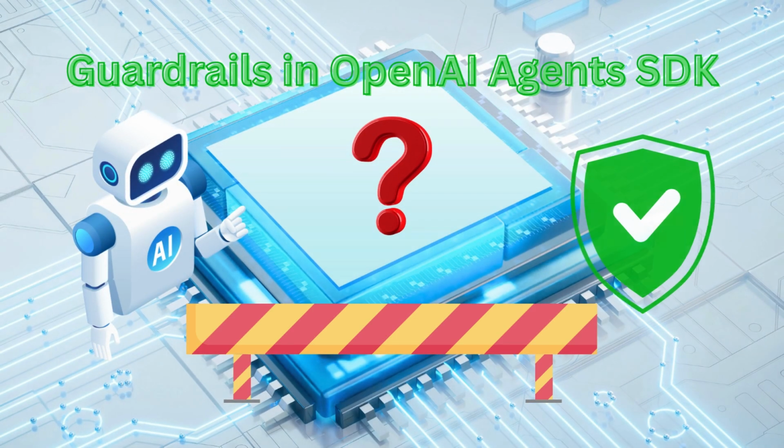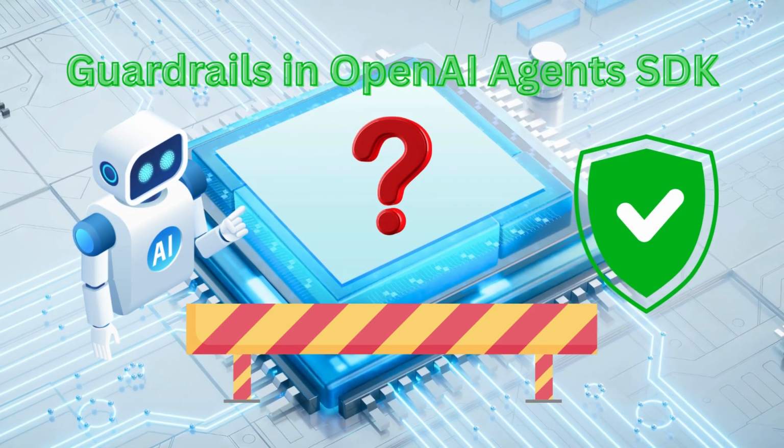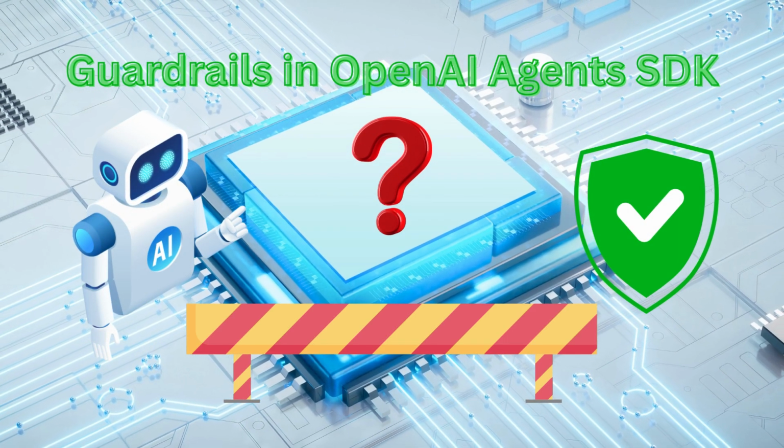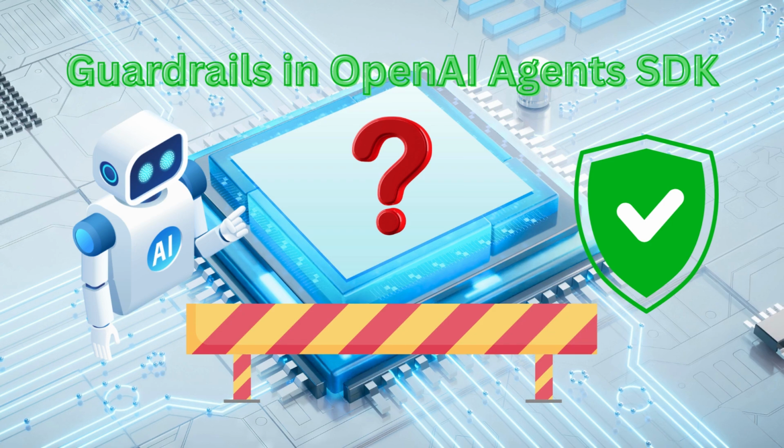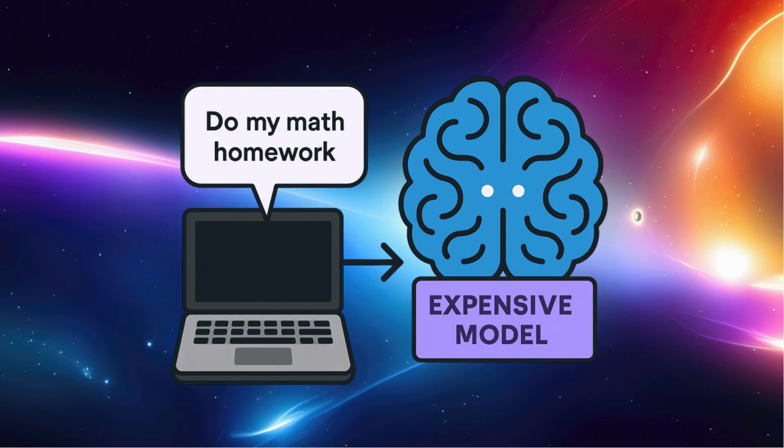Are you using OpenAI's Agent SDK and worried about users sending unsafe or unwanted prompts? Meet Guardrails, your agent's first line of defense. Imagine someone sends a prompt like, "Solve my math homework" to your expensive GPT-4 agent. That's slow, costly, and exactly what you don't want. This is where Guardrails come in.